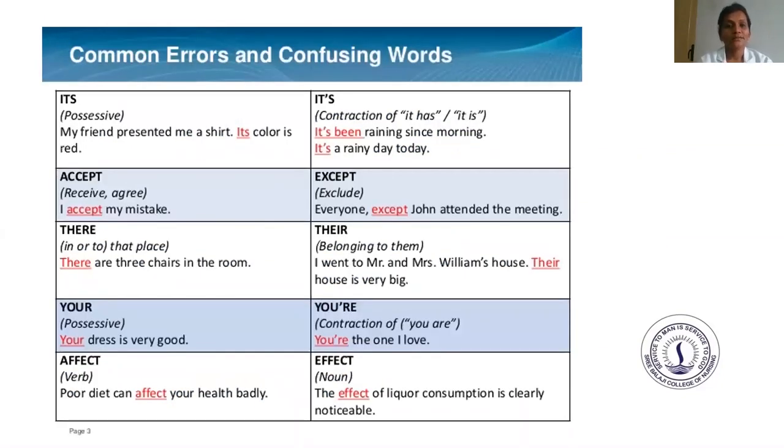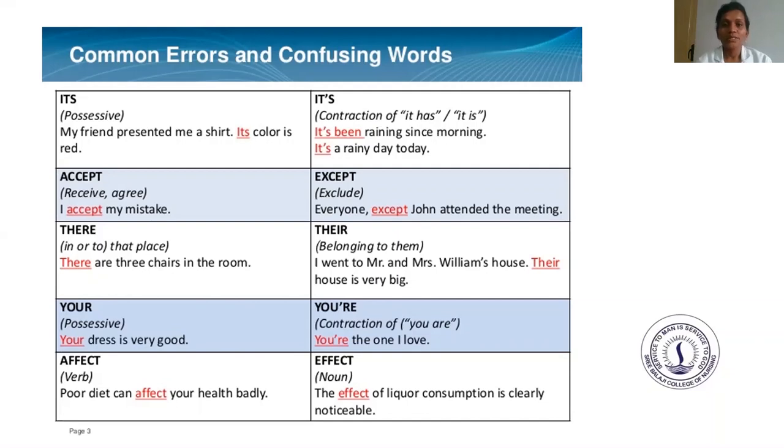Common errors and confusing words. Its, possessive. My friend presented me a shirt. Its color is red. So when you want to express a possessive thing, you will use its, but without apostrophe.